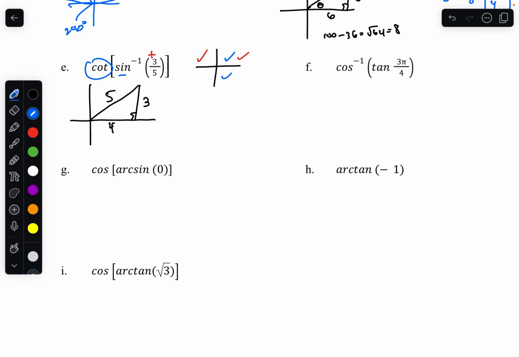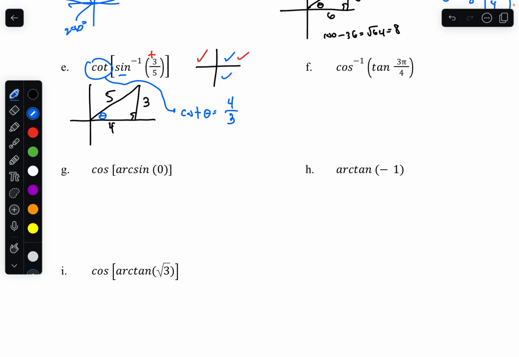Just double check, do you need positives or negatives? But now I can do cotangent. What is the cotangent of my triangle? I guess theta would be there. Tangent is opposite over adjacent, so cotangent is adjacent over opposite.